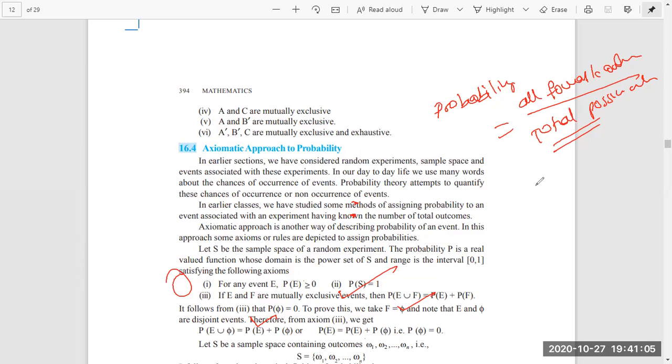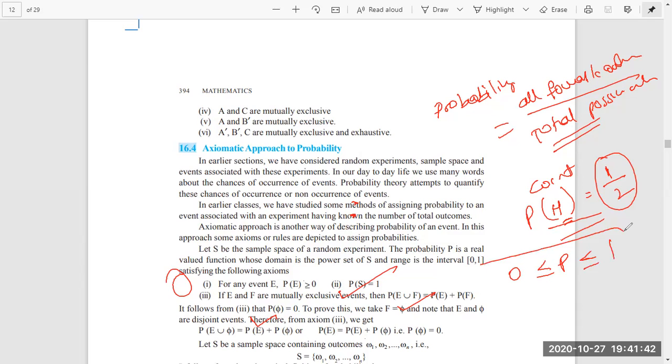If you are throwing a coin once, what is the probability of getting a head? 50%, or 1 by 2, because the favorable outcome is one head, and the total outcomes in the sample space, head and tail, are 2. So 1 out of 2 is your probability, and the percentage probability is 50%. Probability of any event is always greater than or equal to 0 and less than or equal to 1. It lies between 0 and 1, no matter what.